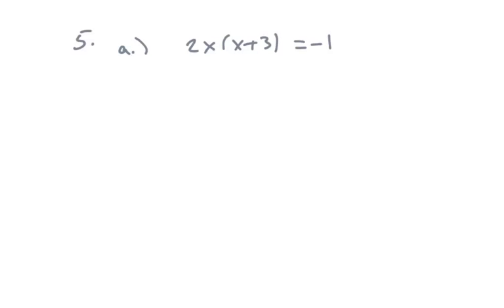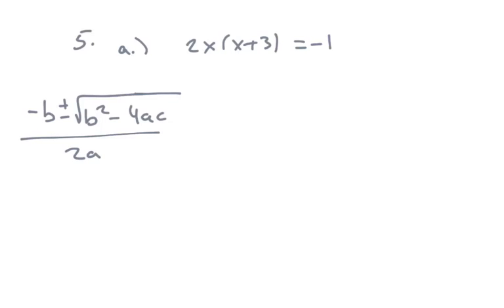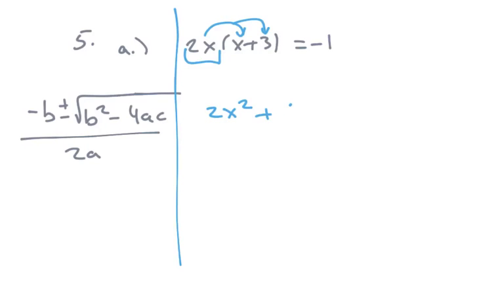Okay, let's look at question number 5. It says use the quadratic formula to solve the equation. So recall the quadratic formula is negative b plus or minus square root b squared minus 4ac all over 2a. So what we want to do first here is distribute, and we're going to get 2x squared plus 6x equals negative 1.